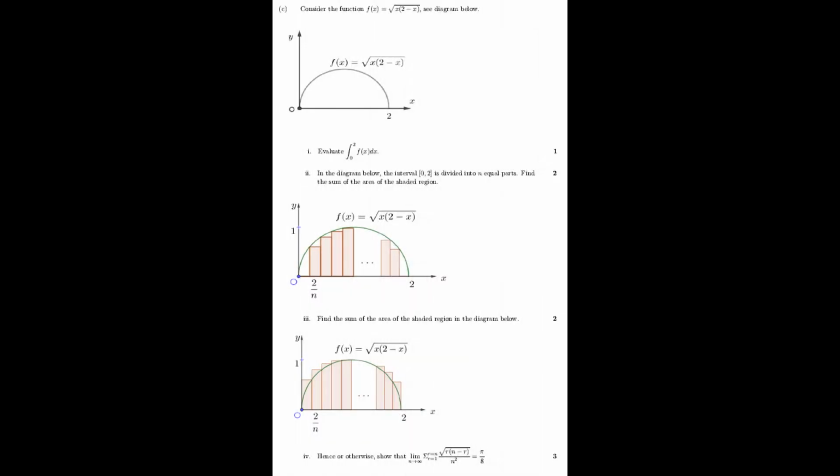Hi everyone, in this video I'm continuing to look at question 13 part C of the 2020 North Sydney Boys Extension 2 trial exam. So in this video I'm looking at part 3, which wants us to find the sum of the area of the shaded region in the diagram below.